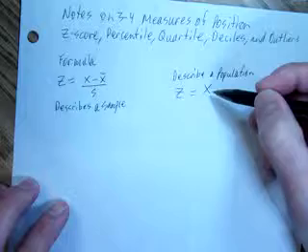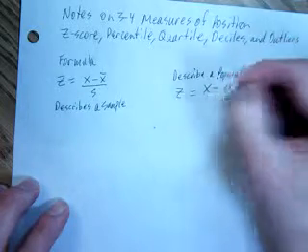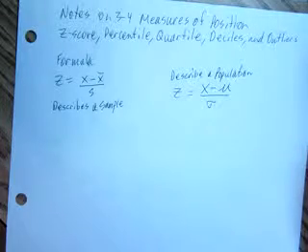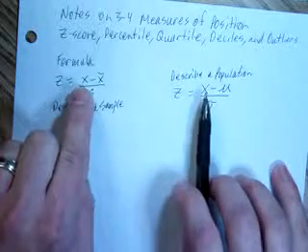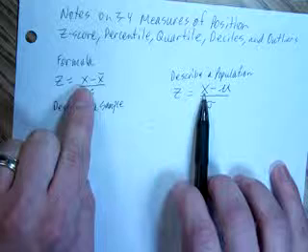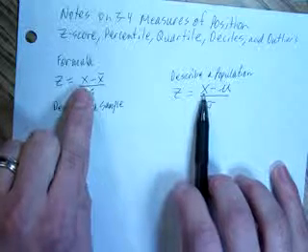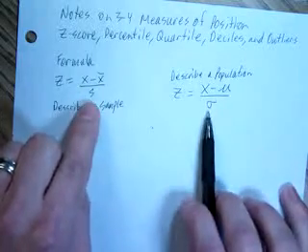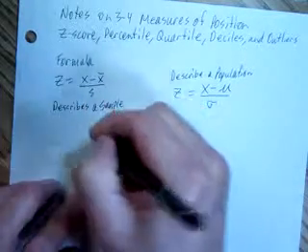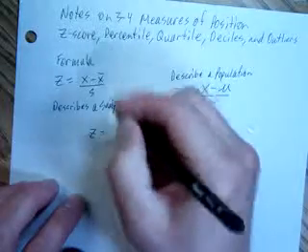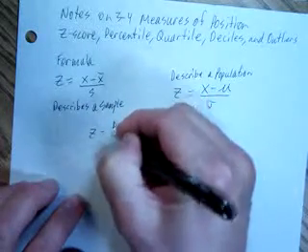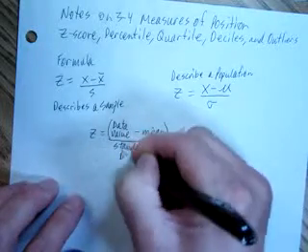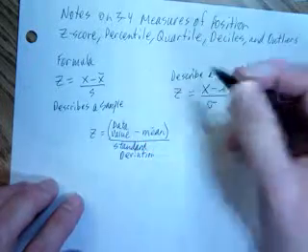If we wanted to describe a population, we wouldn't use statistical variables like x bar and s. We would use parameters. Parameters describe a population. z would be equal to a capital X, which still refers to actual data values, a singular data value, minus the population mean divided by the population standard deviation.